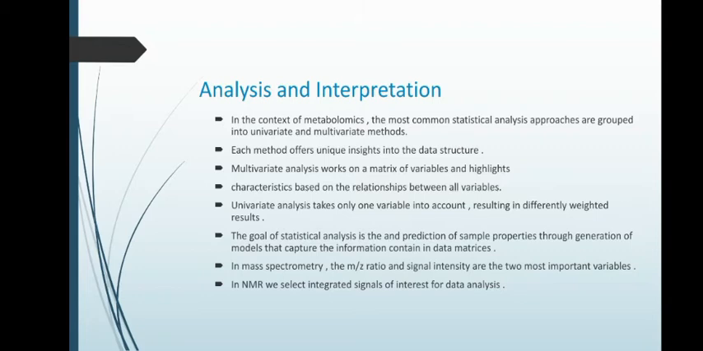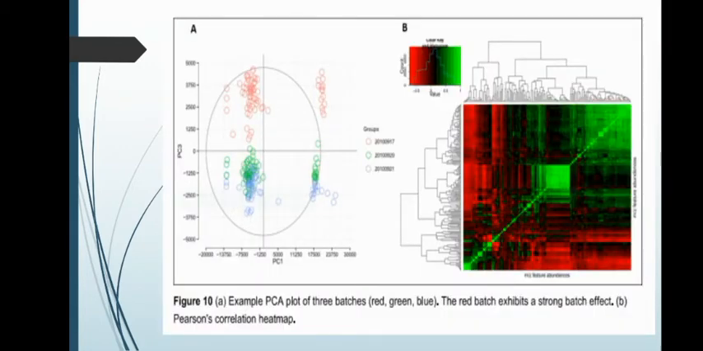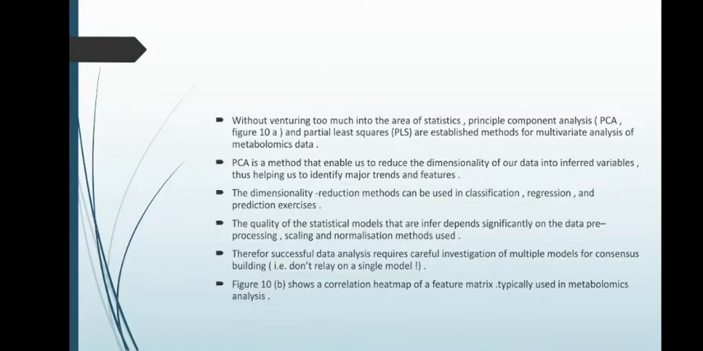The goal of statistical analysis is the prediction of sample properties through the generation of models capable of capturing the information contained in the data matrix. In mass spectrometry, the mass to charge ratio and signal intensities are the two most important variables. In nuclear magnetic resonance, we select integrated signals of interest for data analysis.